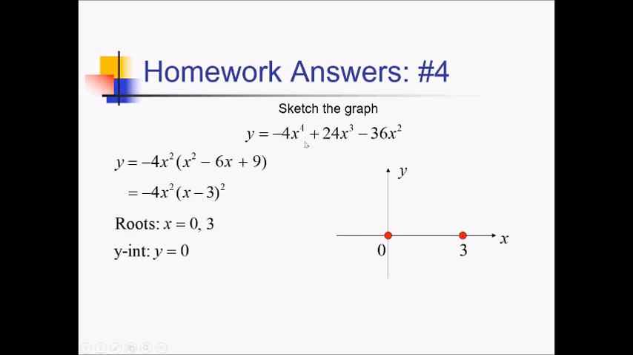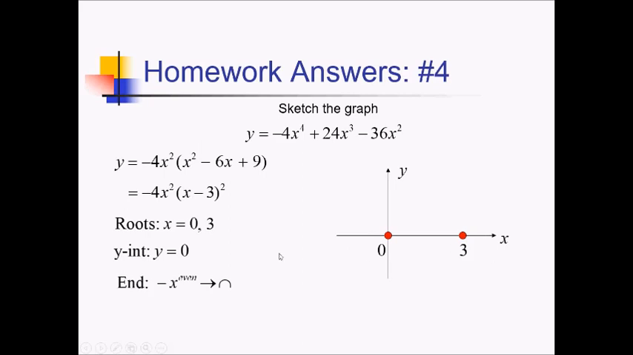Now for the end behavior, we look at this -4x to the fourth lead term. That's a -x to an even power, which means this is going to behave like a -x squared, like an upside down parabola, starting below the x-axis and ending below the x-axis.